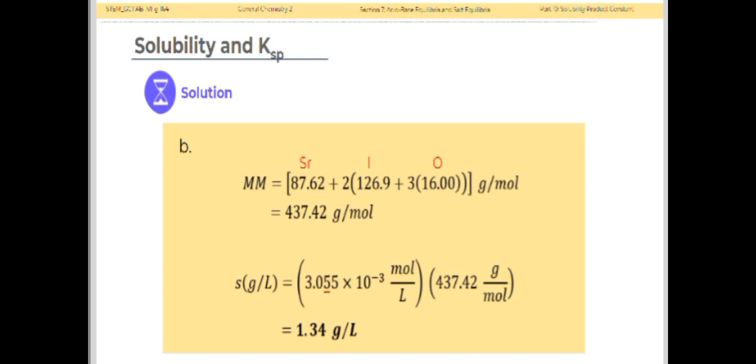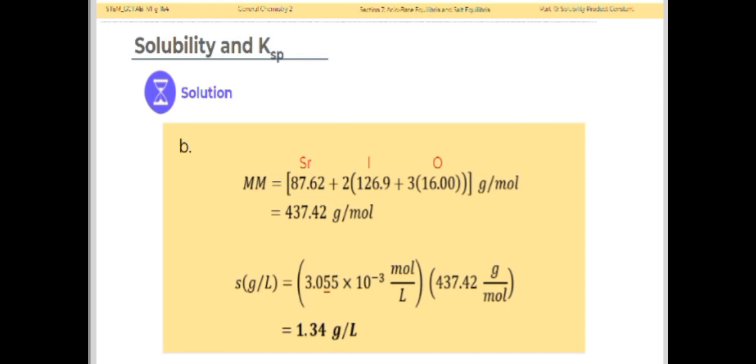Now, for B, the solution for B, we need the molar mass of strontium iodate to convert the molar solubility to solubility in grams per liter. The molar mass of strontium iodate is equal to 437.42 grams per mole. To solve for the solubility in grams per liter, multiply the molar solubility by the molar mass. For the molar solubility, use 3.055 times 10 raised to negative 3 molar to avoid errors in the final answer.